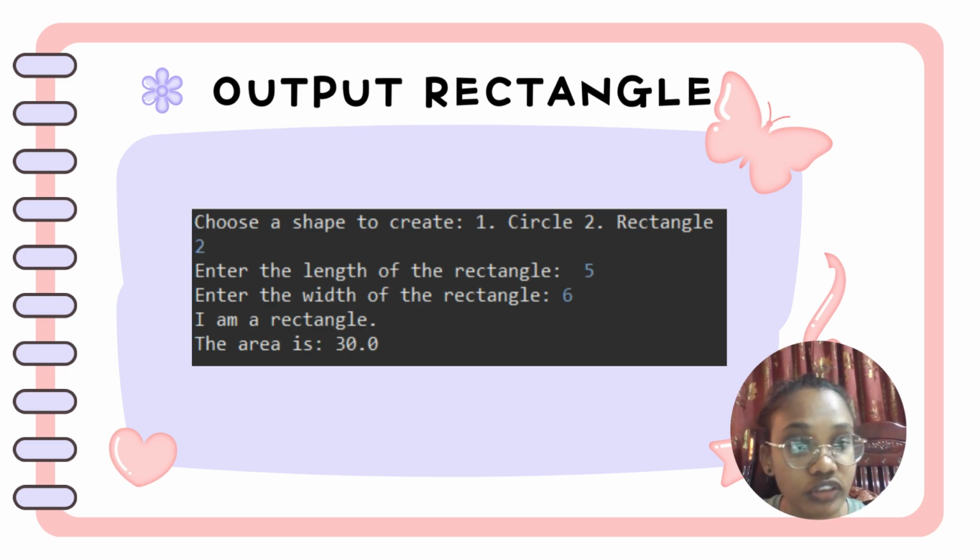This is the output for the rectangle. Choose a shape to create: one circle, two rectangle. I choose two, and then enter the length of the rectangle, I put 5, and the width of the rectangle is 6. So the output is "I am a rectangle". Its area is 30.0, so it calculates the area.